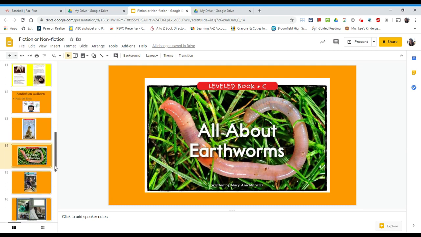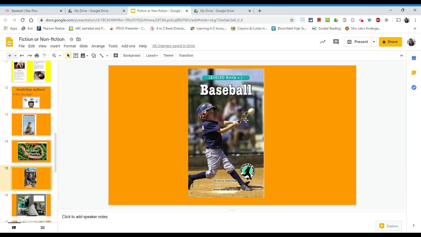Let's take a look at this next cover. On this cover, I see a baseball player. He's hitting a ball, and the title is Baseball. So in this book, I know that I'm going to learn all about how to play baseball.